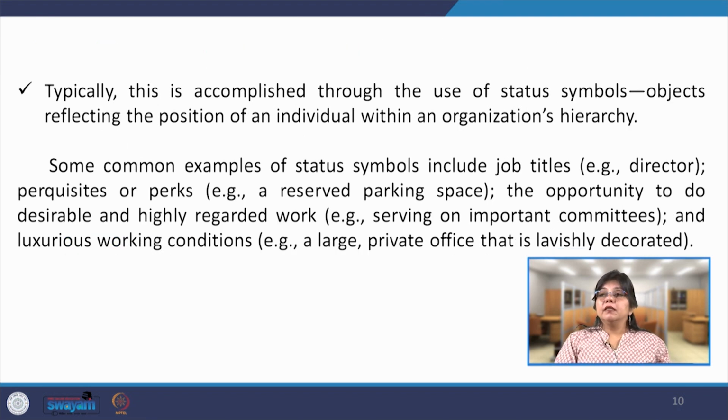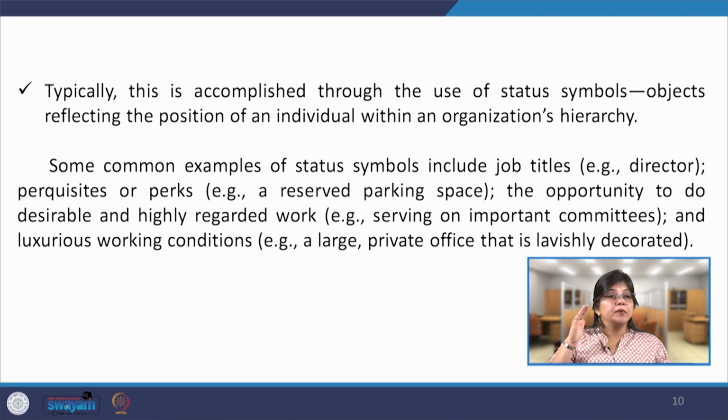It is typically accomplished through the use of status symbols, but how do we identify the status of an individual? It is based on the objects reflecting the position of an individual within an organization's hierarchy. For example, job title. How do we come to know that this person is the top authority in any organization? Based on the job title, such as the designation, the director, deputy director or the CEO or CFO, Chief Financial Officer, who has the authority to handle all the financial responsibilities of the organization.